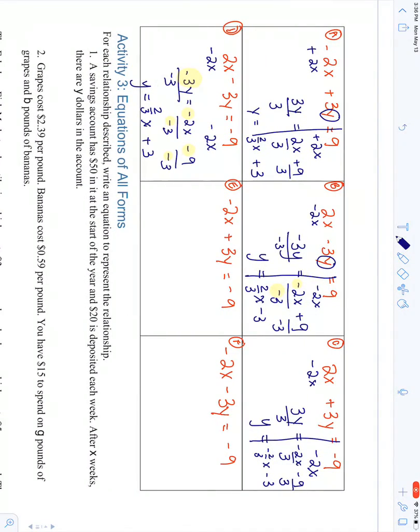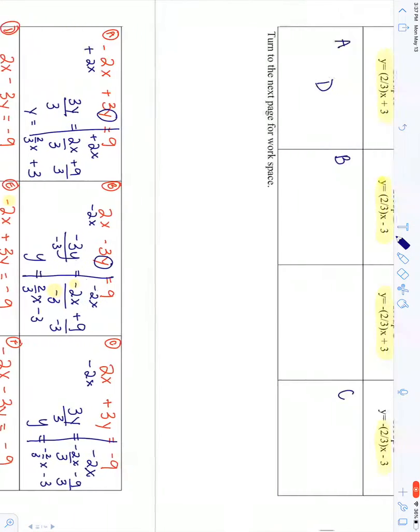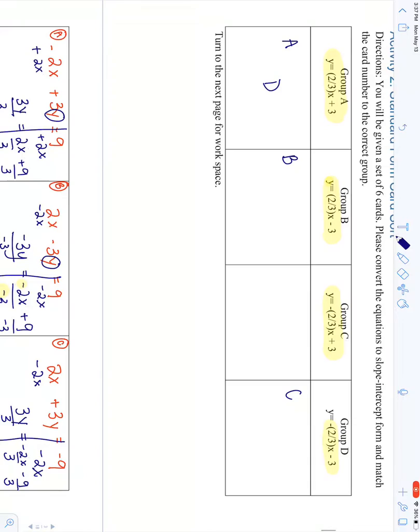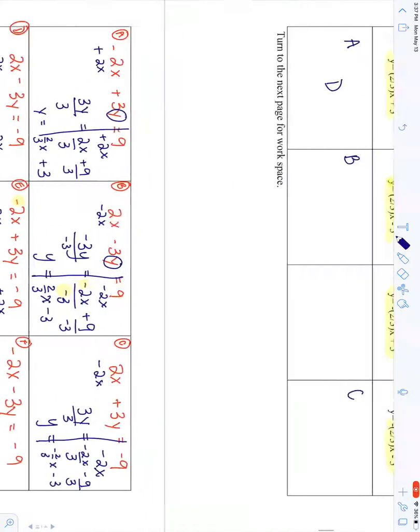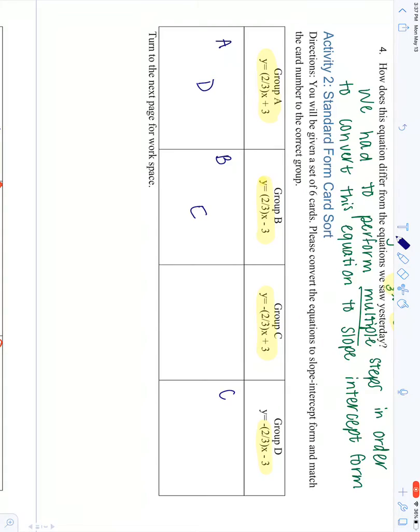All right, moving on to card E. We're going to add 2x to both sides because of this negative sign here. Remember, we're doing the inverse operation, so we're doing the opposite. Then I'm going to divide everything by 3. And I'm left with y is equal to 2/3 x minus 3 because I'm dividing a negative 9 by a positive 3. So it's going to be negative 3. So my slope is positive, y-intercept is negative. So it looks like card E goes with group B.